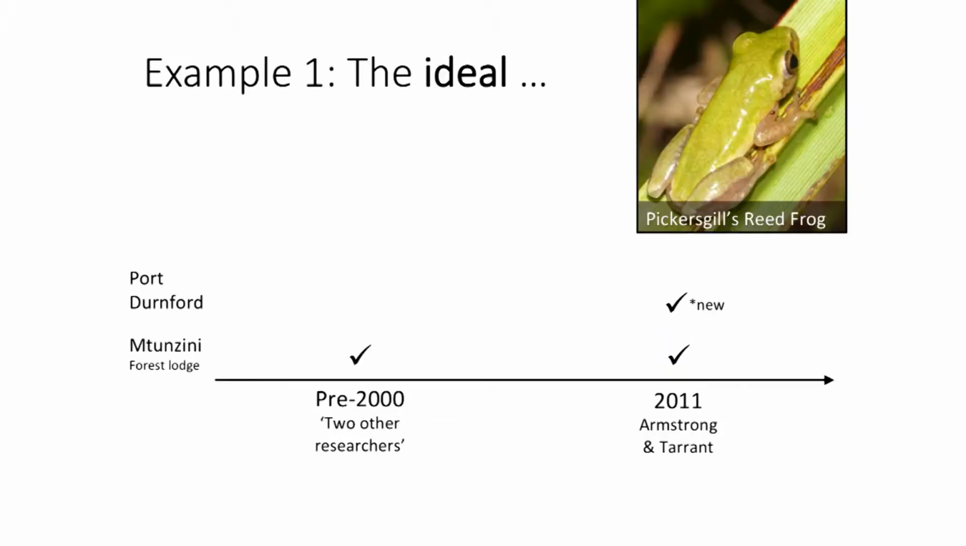Take a frog. Adrian Armstrong did this fantastic study, which I highly admire because he actually found what he was looking for. At Umtenzini Forest Lodge, he had historical sites. He went looking for the Pickersgill's reed frog. He found it, and he found it at another site, which is spectacular.